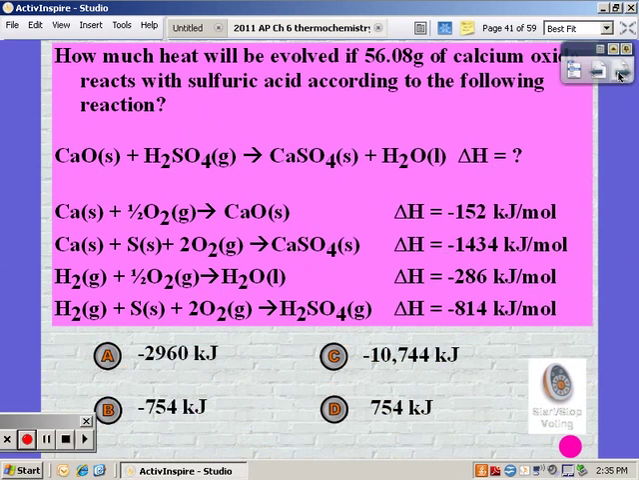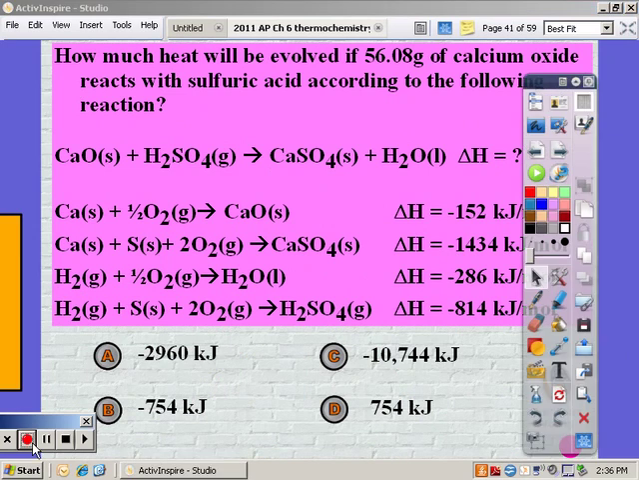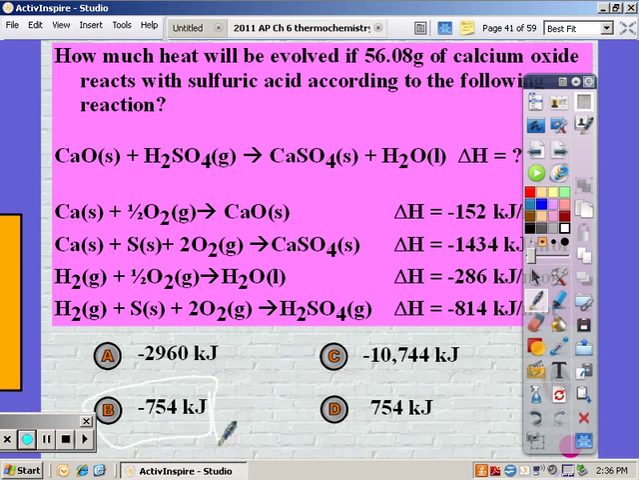Go ahead and pause the video and try this one on your own. Restart when you have it. This one was a little bit trickier. The answer was B, but it didn't want to know what the delta H of the equation was. It wants to know how much heat would be given off if 56.08 grams of calcium oxide react.